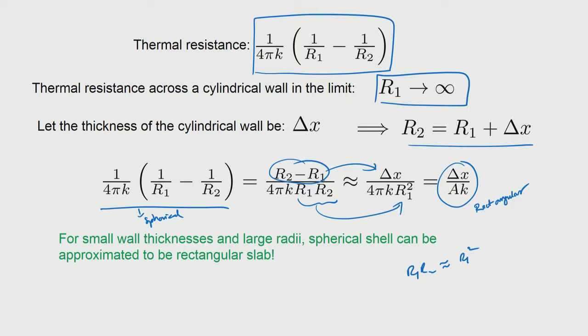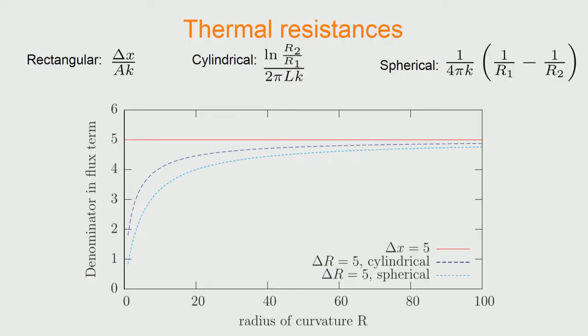So, what this also implies is, just like we did in the cylindrical coordinate system, we can say that for small wall thicknesses and large radii, the spherical shell can be approximated to be a rectangular slab. So, we can also simplify problems sometimes to get order of magnitude estimates using this kind of simplification. So, here we now write and summarize the thermal resistances that we came across.